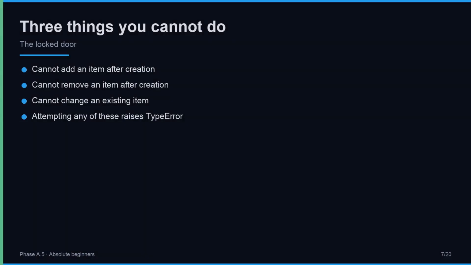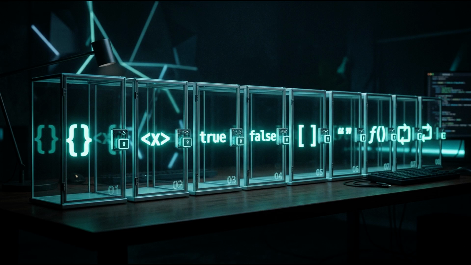There are three things you cannot do with a tuple. You cannot add an item after it is created: no append, no insert. You cannot remove an item: no pop, no remove. You cannot change an item that is already there: no assignment to a position. If you try any of these, Python raises a TypeError and tells you the tuple does not support that operation. This is not a bug or a limitation. It is the promise a tuple makes to you. The promise it keeps. Indexing, length, slicing, all the skills you already have still work. The change is in the contract.